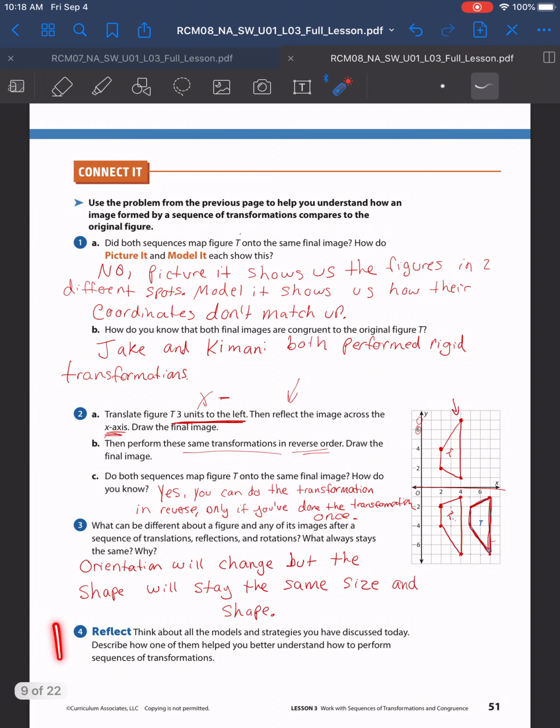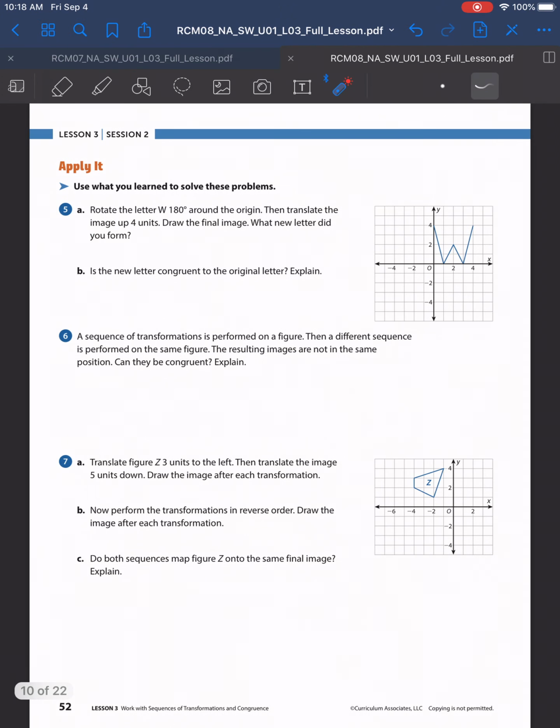So on number 4, I want you to pause the video and fill this one out on your own. Tell me your opinion. Do you like the picture model or do you like the rules model better? Okay, number 5.